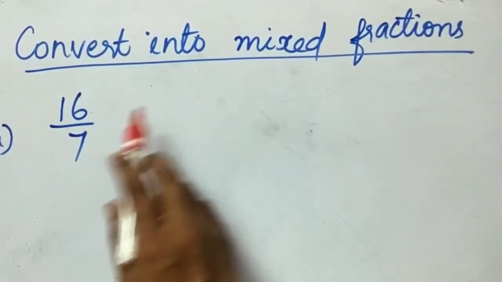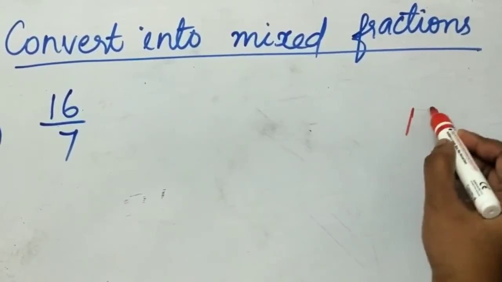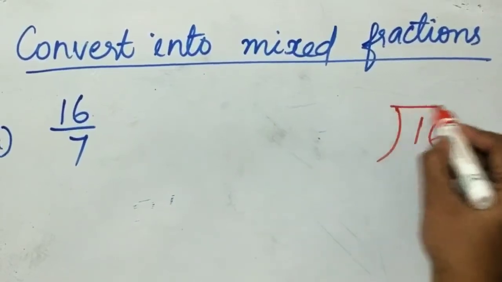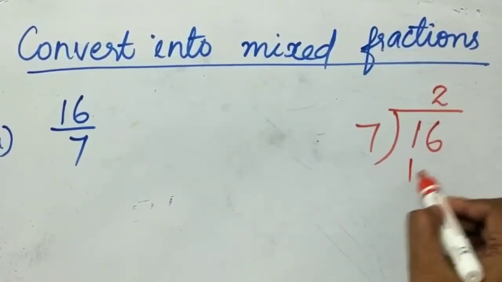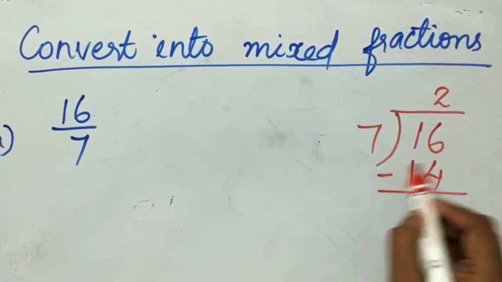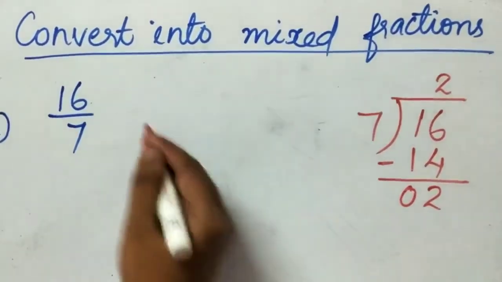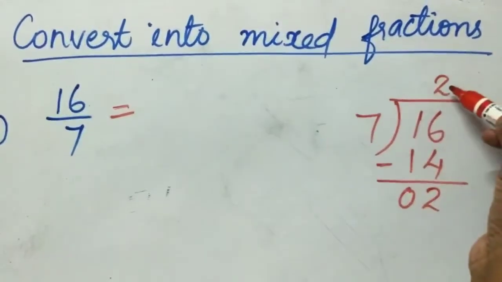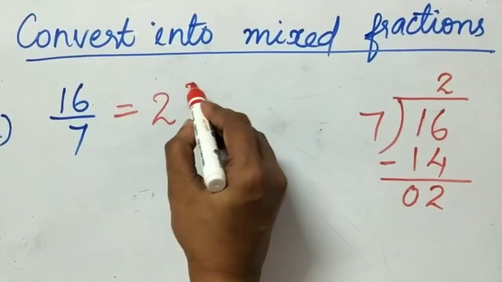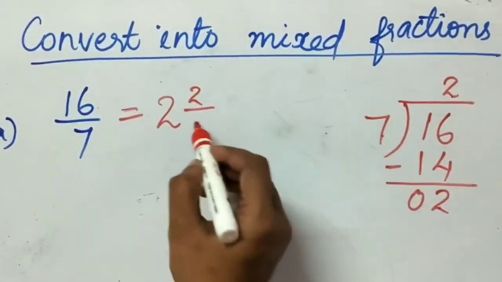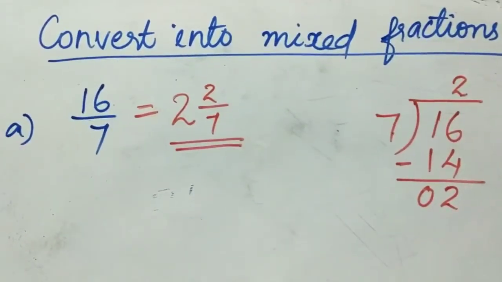Convert into mixed fractions. 16 by 7. 16 divided by 7. 7 2s are 14. Subtract 16 minus 14, 2. 16 by 7 equals 2 and 2 by 7.